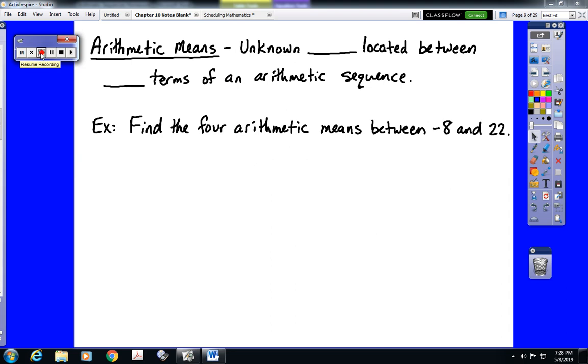This video will cover how to find arithmetic means. We need to start by defining what arithmetic means are. Arithmetic means are unknown terms located between known terms of an arithmetic sequence. That's why they're called arithmetic means.